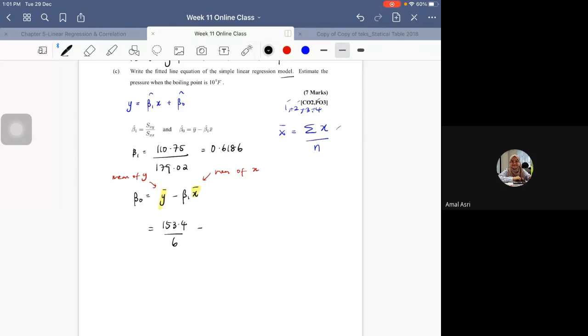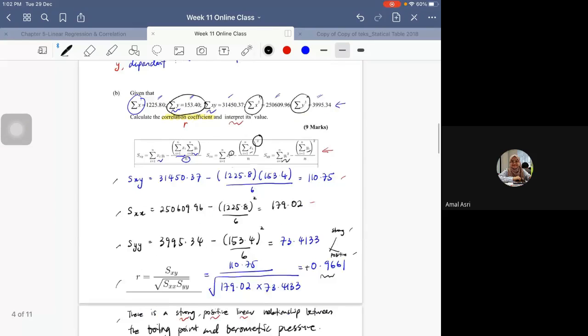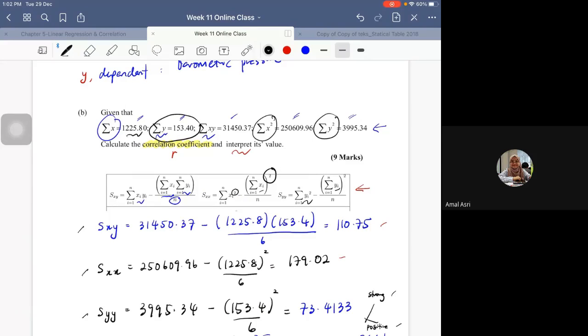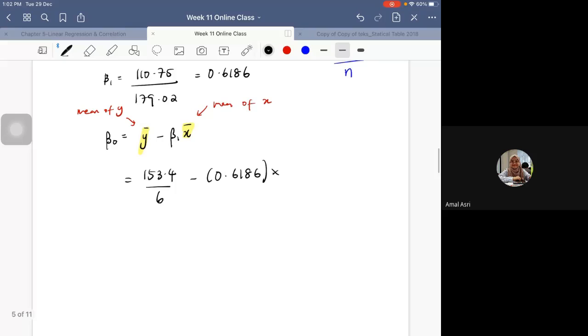So minus beta 1, which is given by 0.6186, multiplied by x bar. It's going to be the same idea. The sum of x has already been given in the question. It's given by a value of 1225.8. So here I'm going to have 1225.8 divided by 6. So that is going to be our value of beta naught. So what's the beta naught value? Negative 100.8133. So that is going to be the value of beta naught.